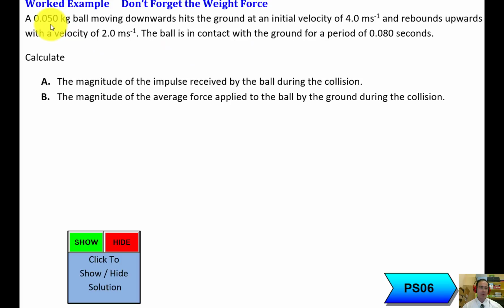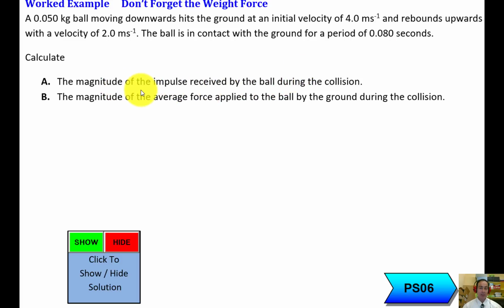We've been given the mass of the ball as 0.5 kilograms, moving downwards at 4 meters per second just prior to impact, then rebounding upwards with a velocity of 2 meters per second upwards just after the impact. And we've also been told that the ball is in contact with the ground for a period of 0.080 seconds.